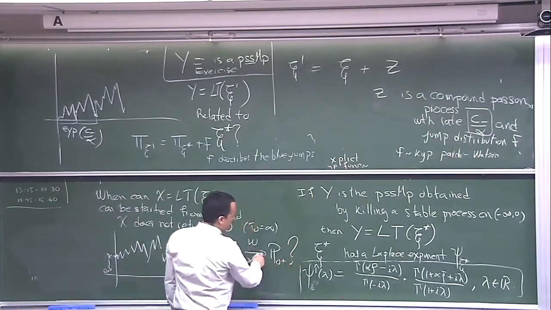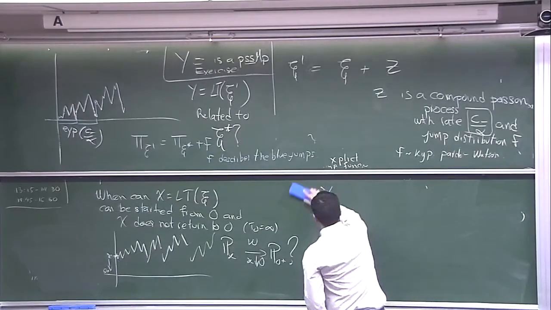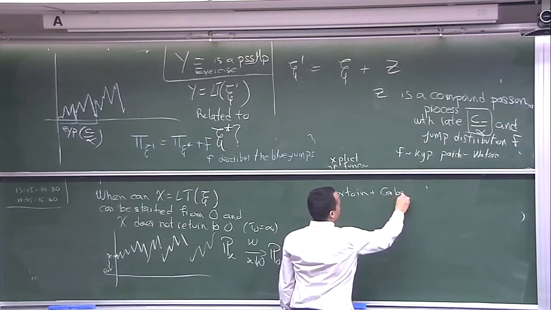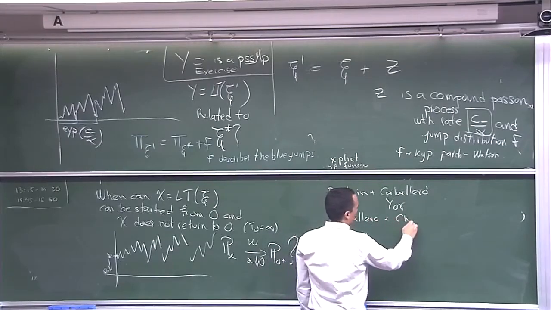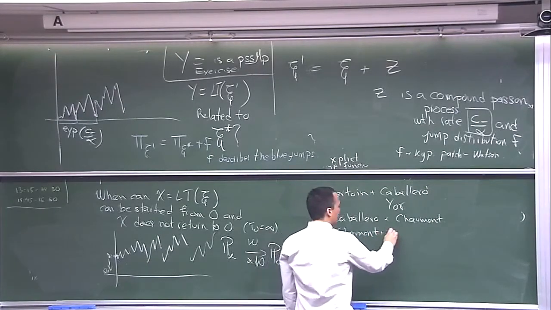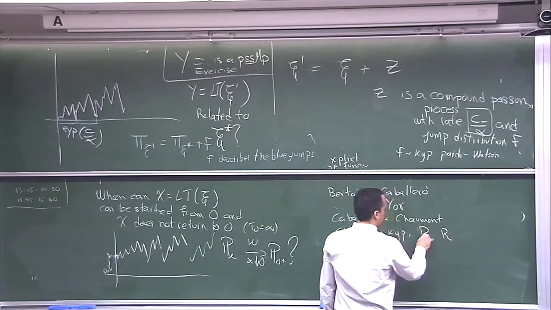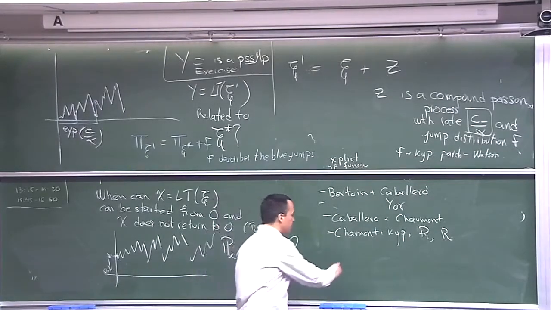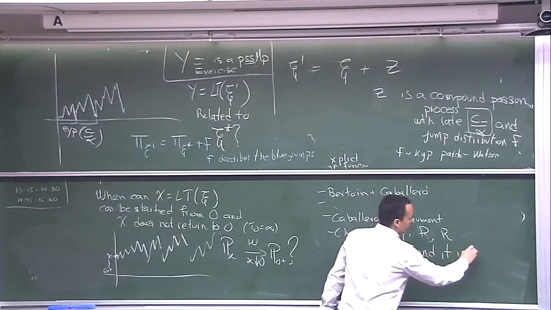So the question is whether we can do that, and the answer was obtained by many people: Bertrand and Caballero, then Bertrand and Jor, then Caballero and Chaumont, and then Chaumont, Cipriano, myself, and Pardo Rivero. In a series of papers, we prove that P0 exists and it is non-degenerate.